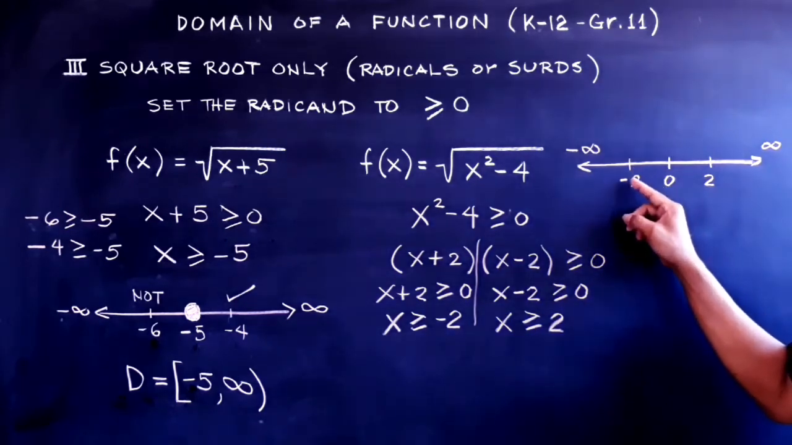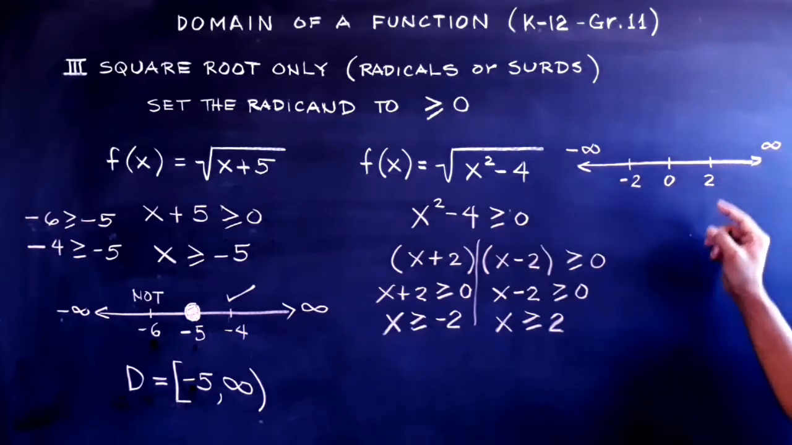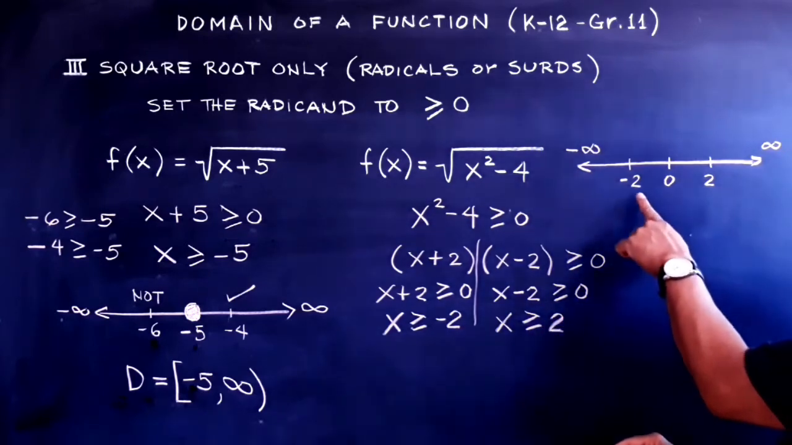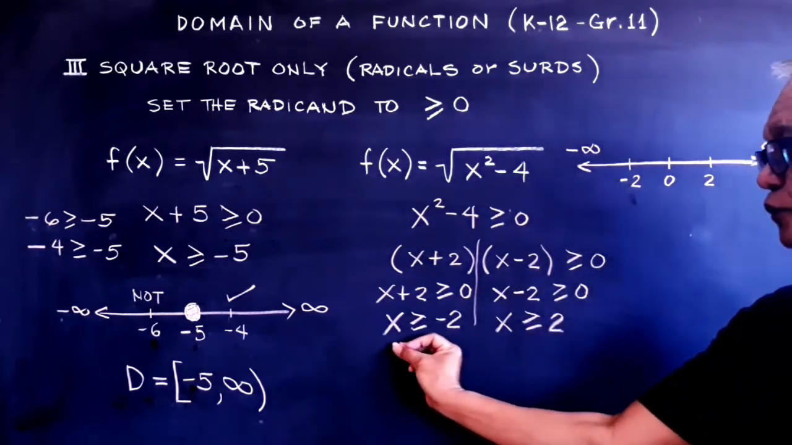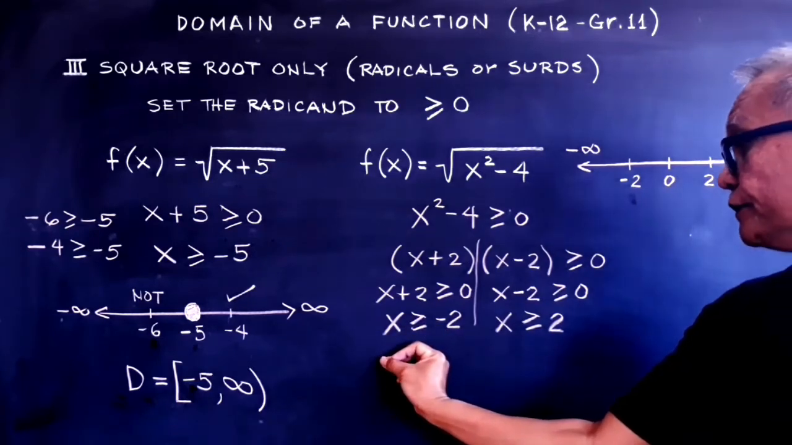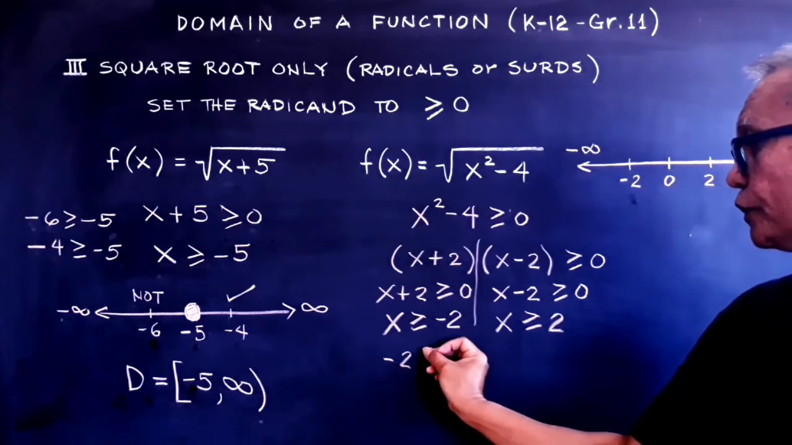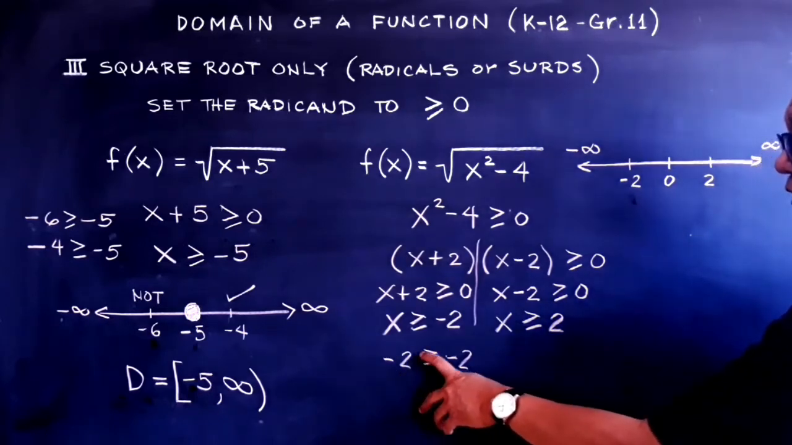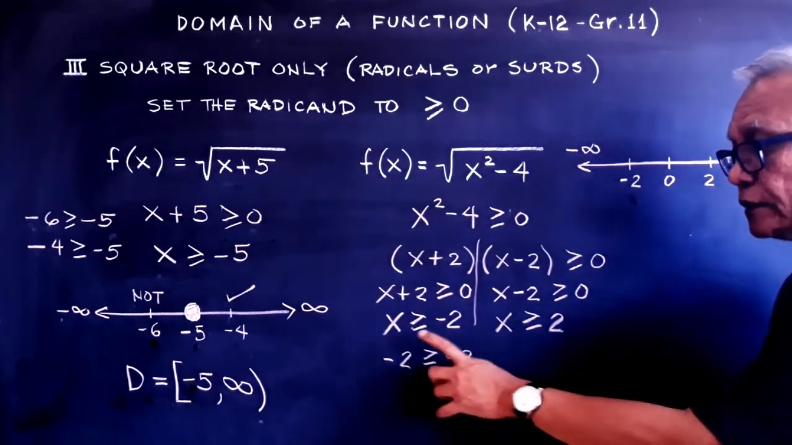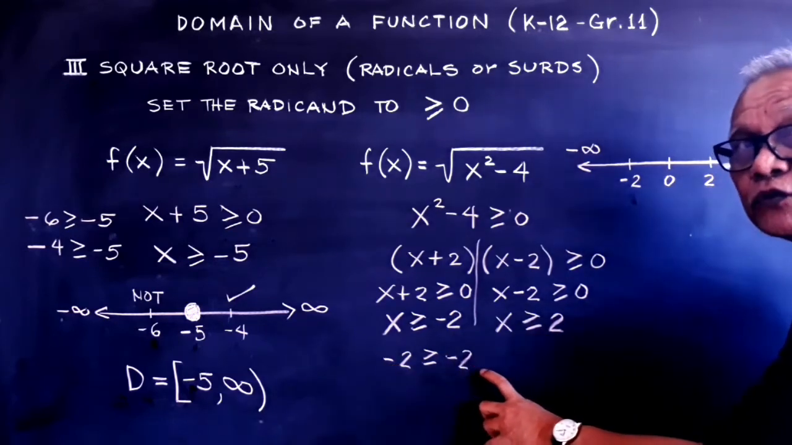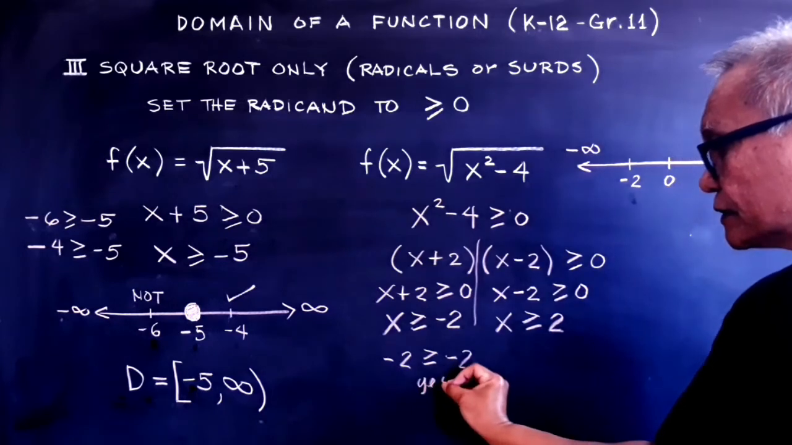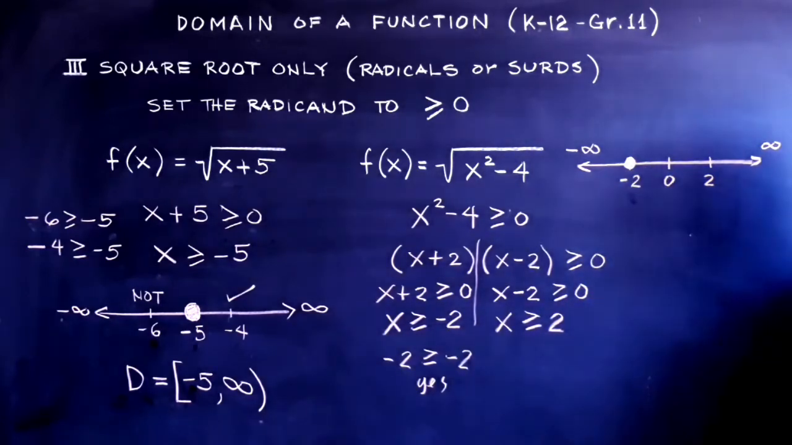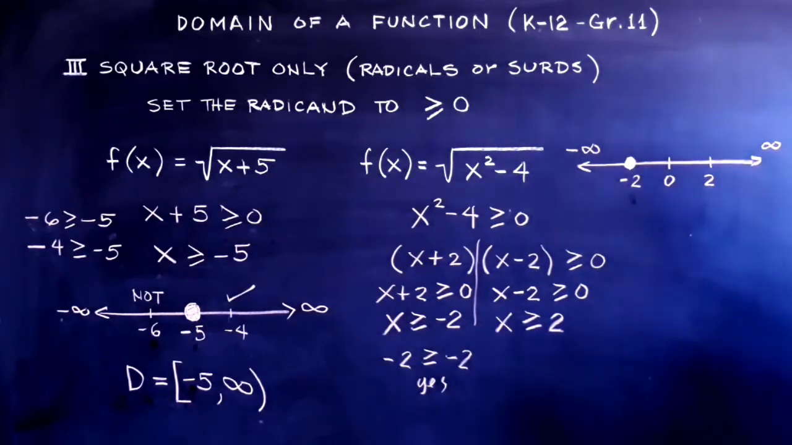Now, are -2 and positive 2 included in the domain? That is the first test. If you place -2 on the x here, we have -2, and then we have that one to -2. Is -2 greater than -2? No. But is -2 equal to -2? Yes. So this one is yes. Therefore, the -2 is included. So I'm going to put a shaded circle there. It means included.